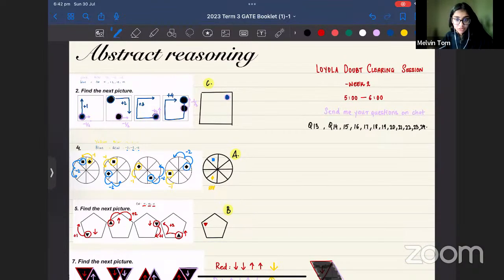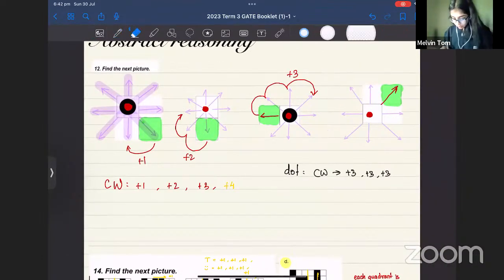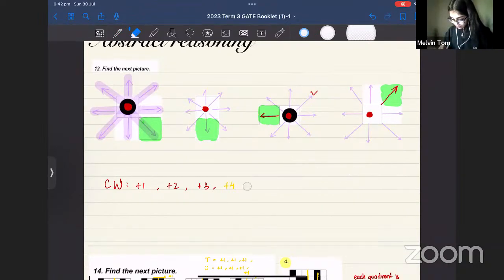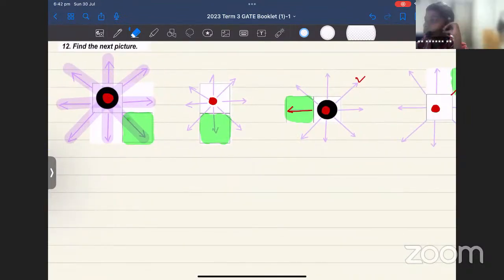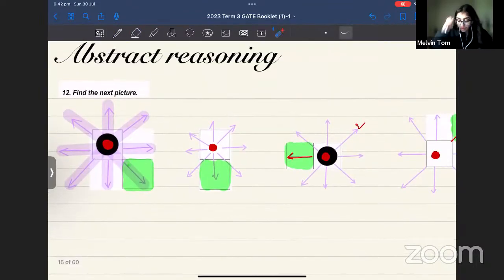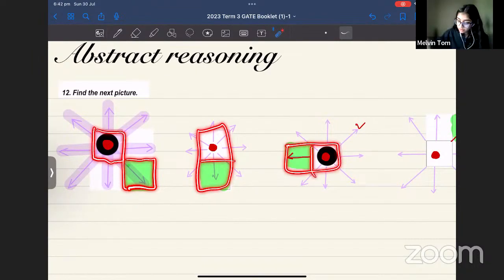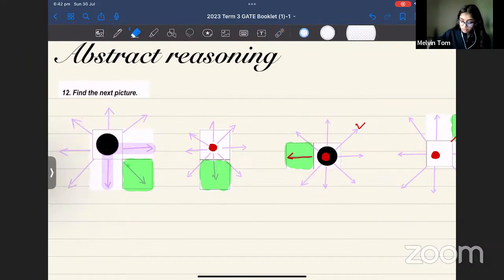Now, let's do question 12. Okay. Question 12. This one, I need your full attention. Very, very complicated, but hear me out. Do you recognize these? These are not your options, these are the 4 pictures that are given to you in the question.